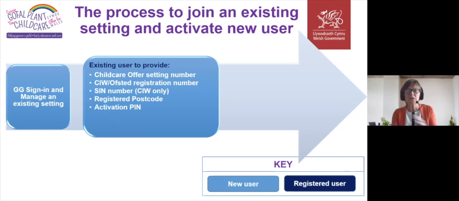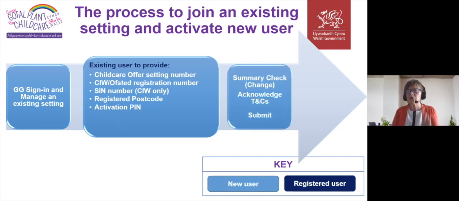And then once you've inputted that information, you arrive at a summary screen. You can check all that information. If you notice any mistakes, then you simply click on the link to change. You read through the T's and C's, acknowledge that you understand them, and finally you click on the submit button.